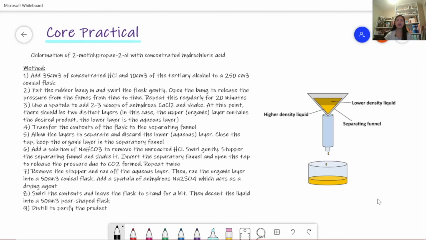We stopper the separating funnel and shake it, and then invert the separatory funnel and open the tap to release the pressure due to carbon dioxide formed. We repeat this twice, and then remove the stopper and run off the aqueous layer. We then run the organic layer into a 50 centimeters cubed conical flask and add a spatula of anhydrous sodium sulfate, which acts as a drying agent. We then swirl the contents and leave the flask to stand, and then decant the liquid into a 50 centimeters cubed pear-shaped flask before distilling it to purify the product.